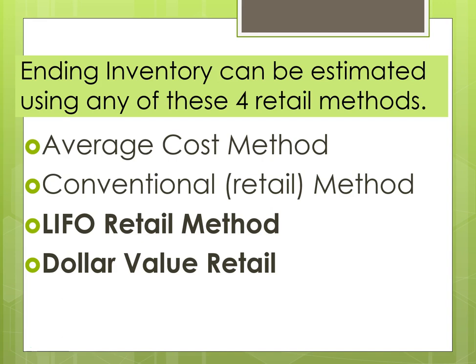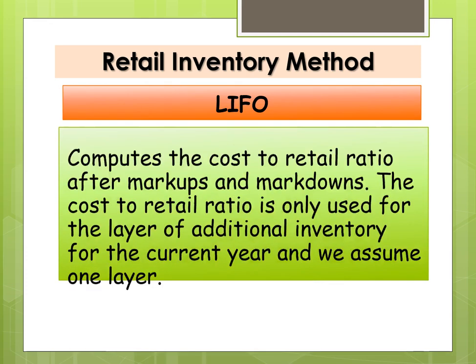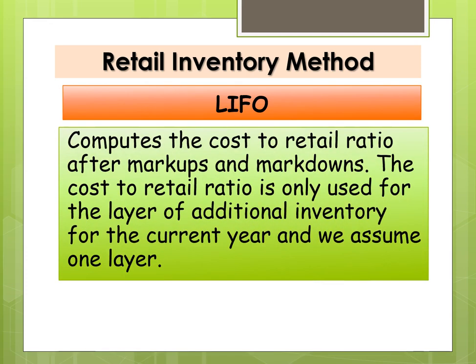All right, so now we've looked at average cost and conventional. Now we're going to look at LIFO and dollar value LIFO. LIFO computes the cost to retail ratio, but it takes into consideration that the cost associated with beginning inventory may be different, because of price changes, than the layer that was added during the year. So we have to isolate that.